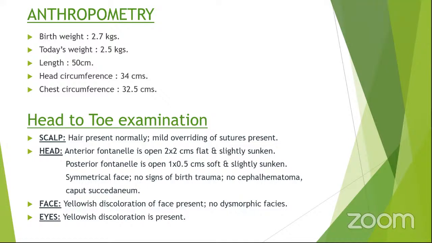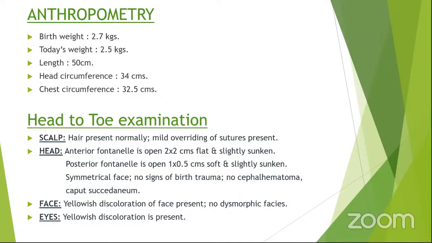What is the day of life? The 6th day. They will ask only the normal parameters and the ponderal index. In the case of IUGR, symmetrical and asymmetrical, the ponderal index is important to know whether it's symmetrical. Apart from that, the normal ponderal index values.